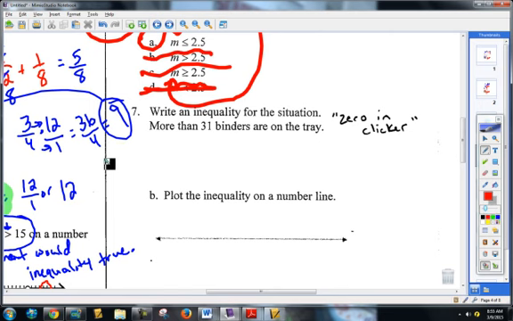Okay, number 7 is going to be learning target number 3. Write an inequality. It could be either one. It could be 3 or 5 because they're both writing. 7. Write an inequality for the situation.